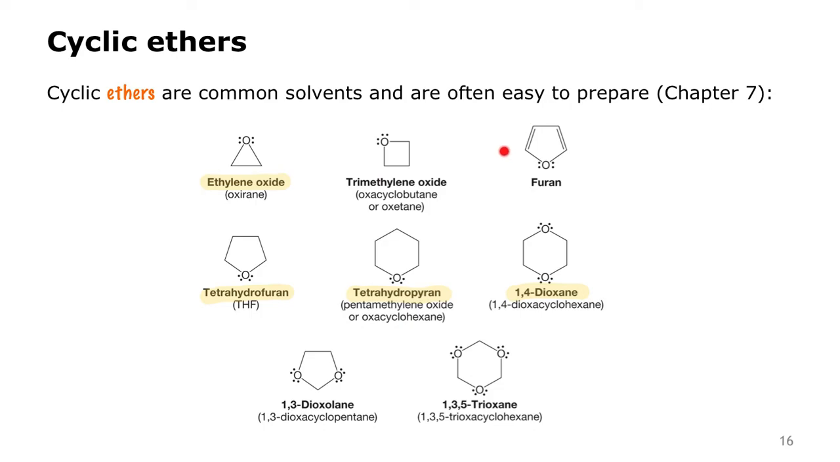Tetrahydrofuran gets its name from a parent compound. It's this one, known as furan. The tetrahydro refers to adding 4 hydrogen atoms and reducing those double bonds to single bonds.